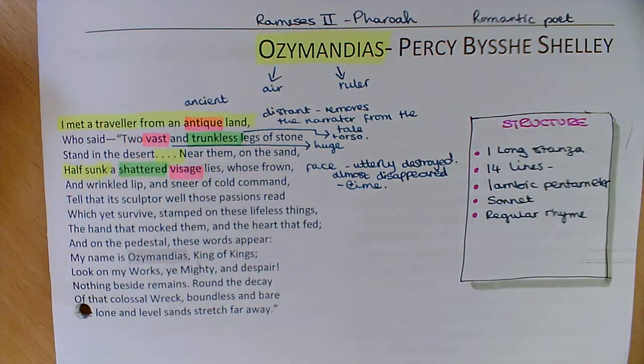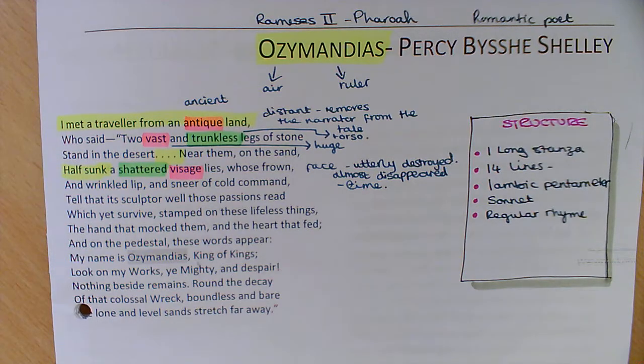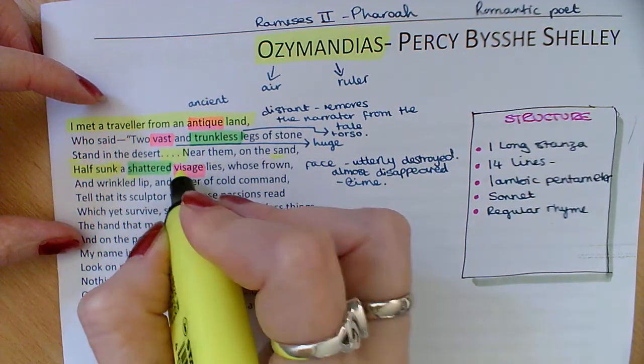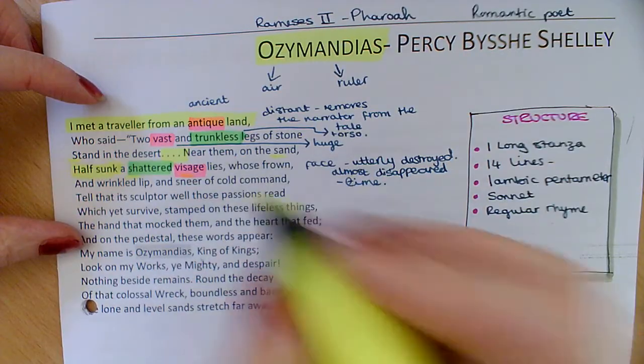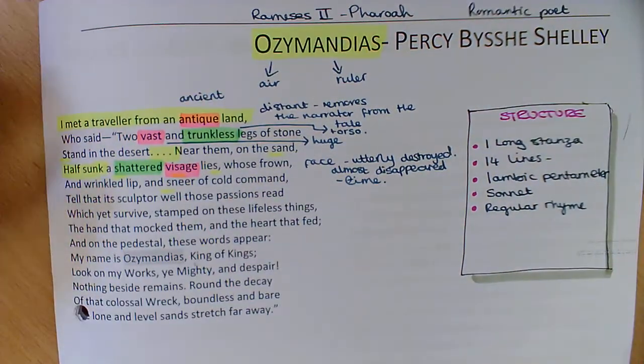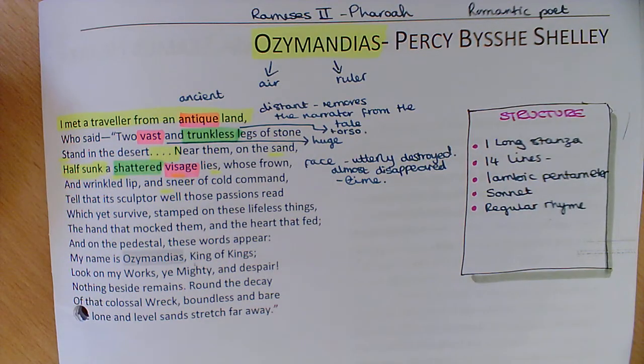Whose frown and wrinkled lip and sneer of cold command. Okay, actually, let's go back a little bit for a second. Legs of stone stand in the desert. Near them on the sand, half sunk, a shattered visage lies. What sound are we hearing there a lot of? S's, yeah. We've got quite a bit of sibilance there. We've even got a sneer of cold command there. What could that sibilance be representing?